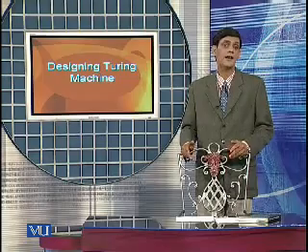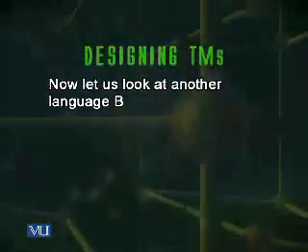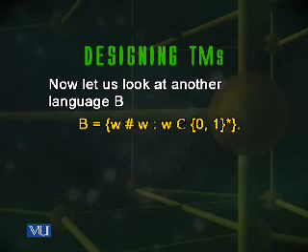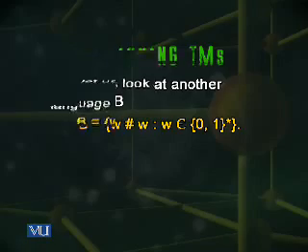We have to get familiar with the concept of Turing machine, so let us look at another example. Let us look at this language B, which consists of the set of all strings W followed by a hash sign followed by a W, where W is a string over zeros and ones. So this language actually consists of a string of zeros and ones followed by a hash sign followed by the same string of zeros and ones. We want to design a Turing machine that would accept all the strings in this language and reject all the strings that are not in this language.